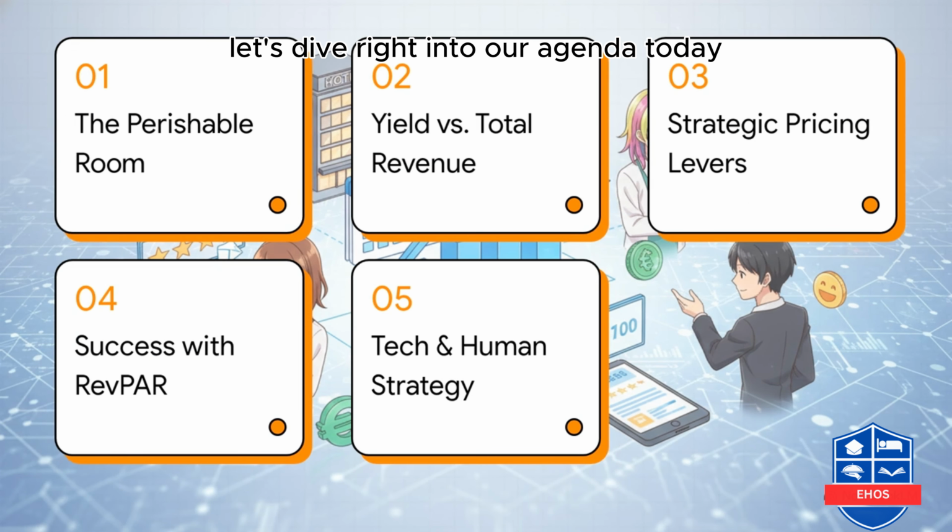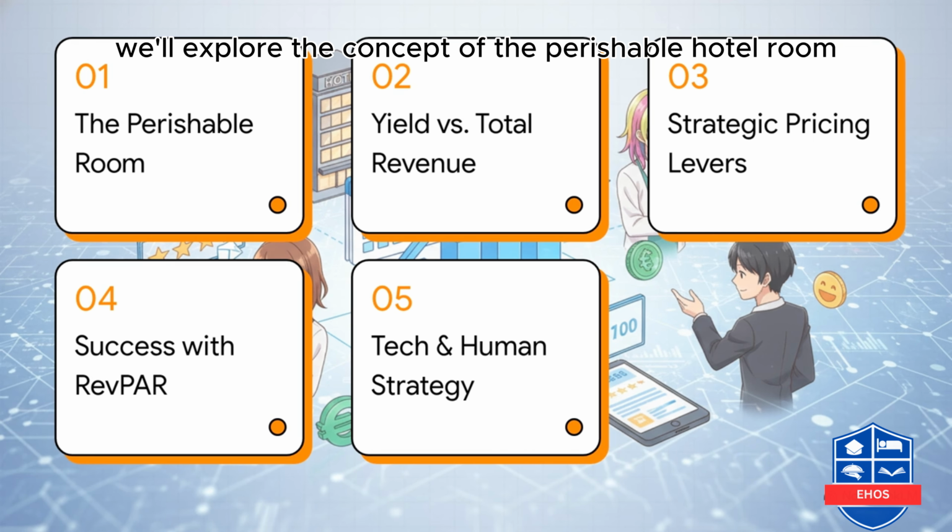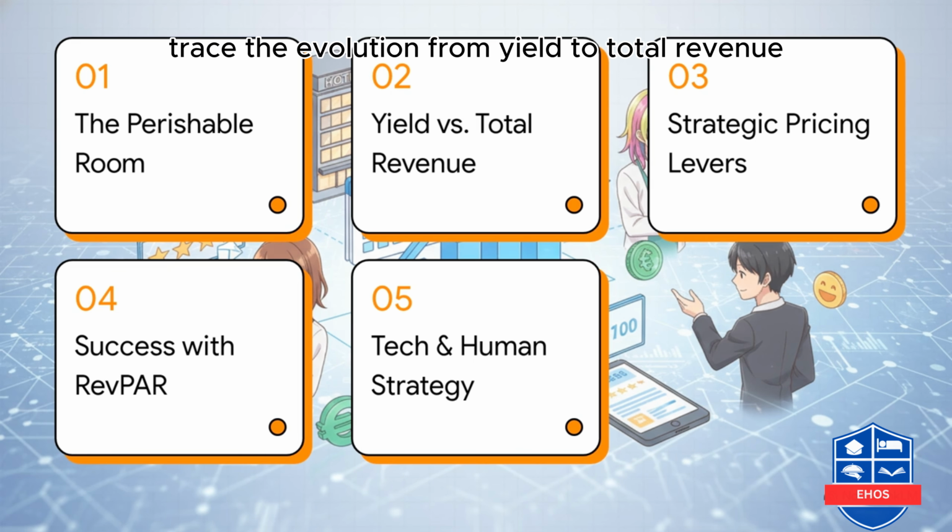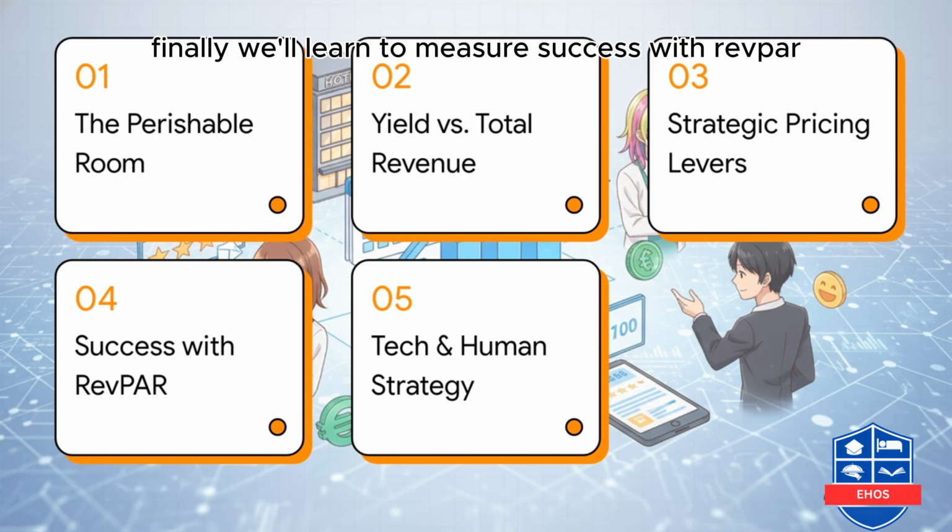Okay, let's dive right into our agenda. Today, we'll explore the concept of the perishable hotel room, trace the evolution from yield to total revenue, and examine your strategic pricing levers. Finally, we'll learn to measure success with RevPAR and balance those critical technology and human strategies.